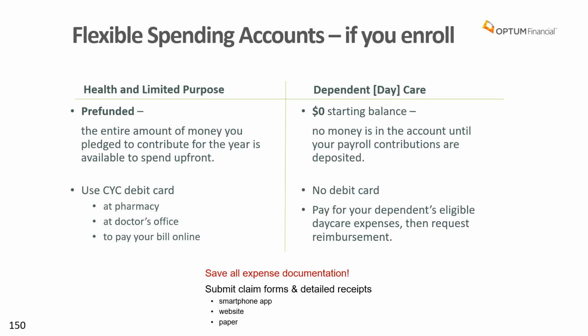If you do elect the health FSA, then your election is pre-funded, meaning if you signed up for $500 to go into the health FSA, $500 is available in the account as soon as the account is effective. And if you incur expenses at the pharmacy or your doctor's office, you could use your debit card to pay for those expenses directly from the account.